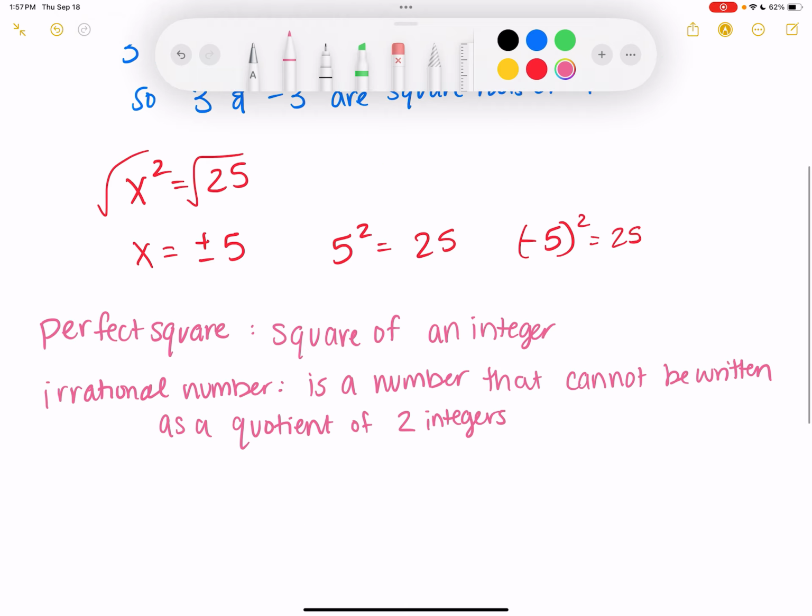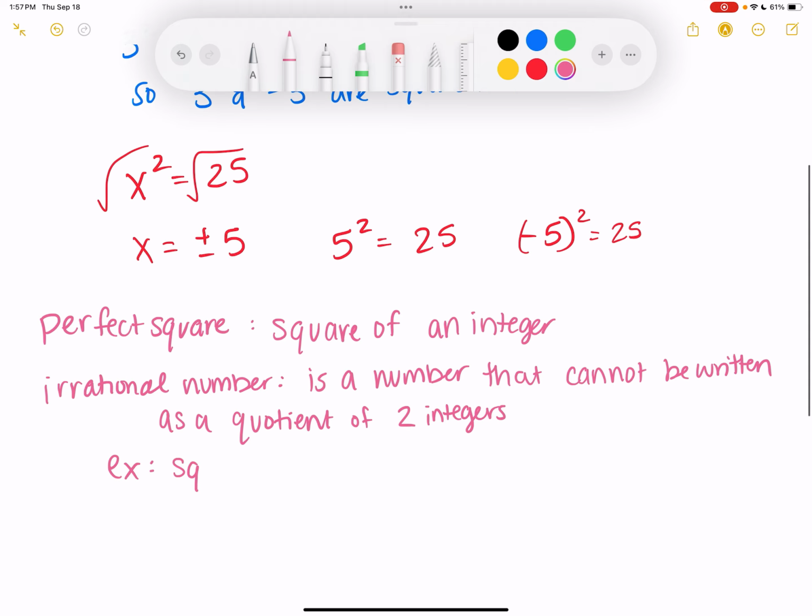An example of this, or examples of this, would be square roots of whole numbers that are not perfect squares.